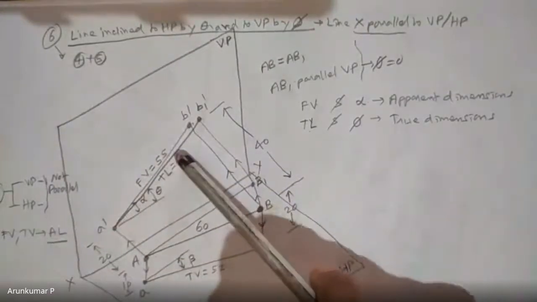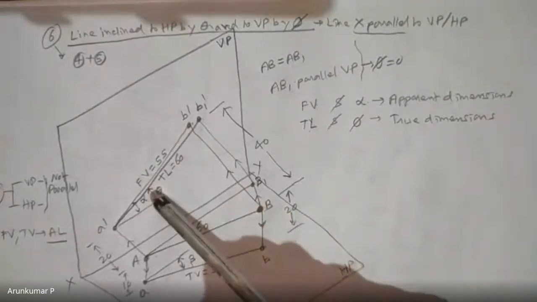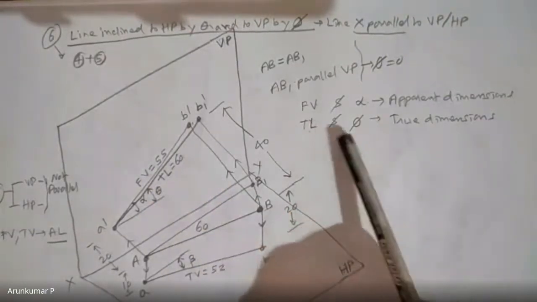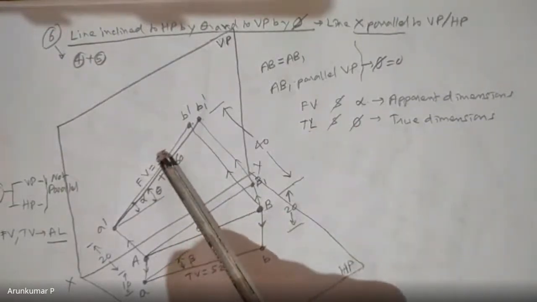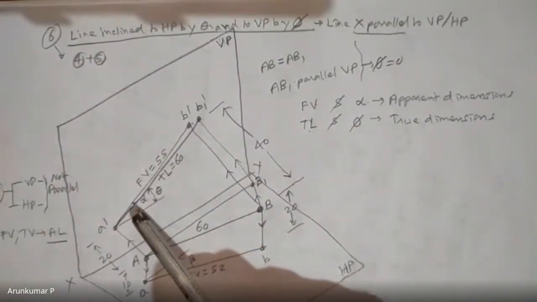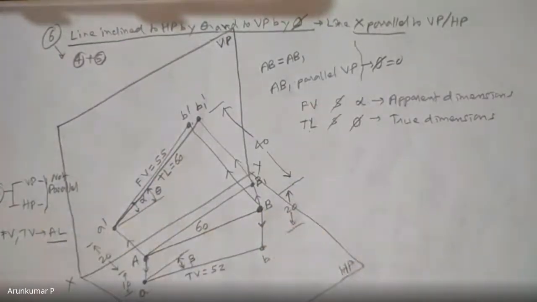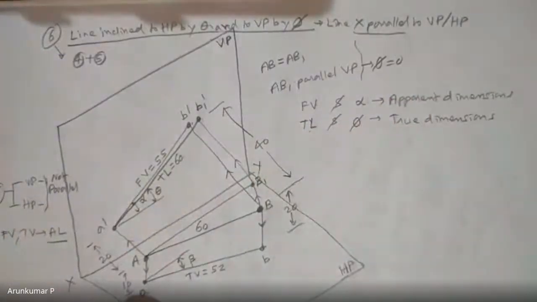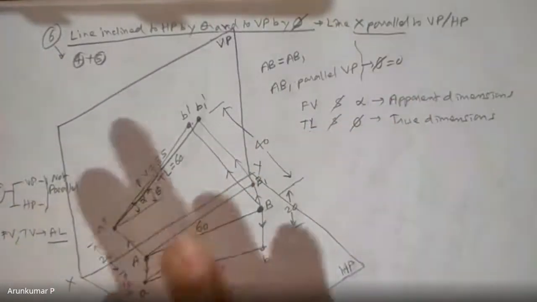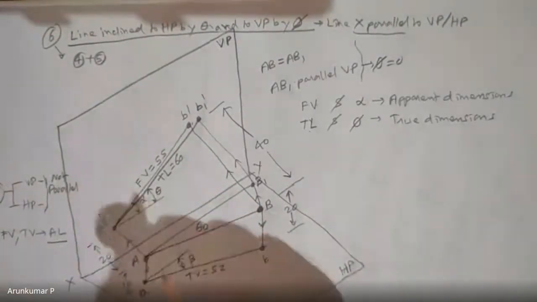The true length of the line is 60. The 60 mm line is inclined by an angle of theta. So true length, true inclination. Front view is 55 mm, which is inclined at an angle alpha. So apparent length, apparent inclination. These are the two different things which will come into picture with respect to VP and front view. Okay. There is one other thing.